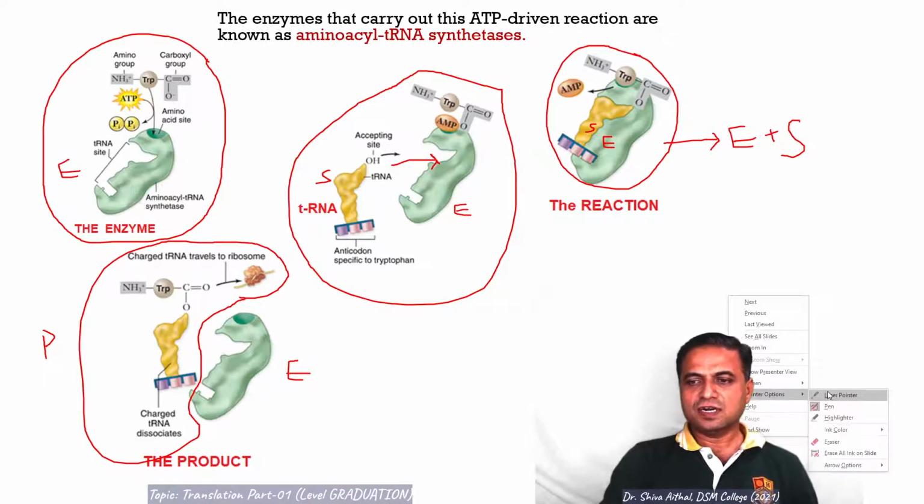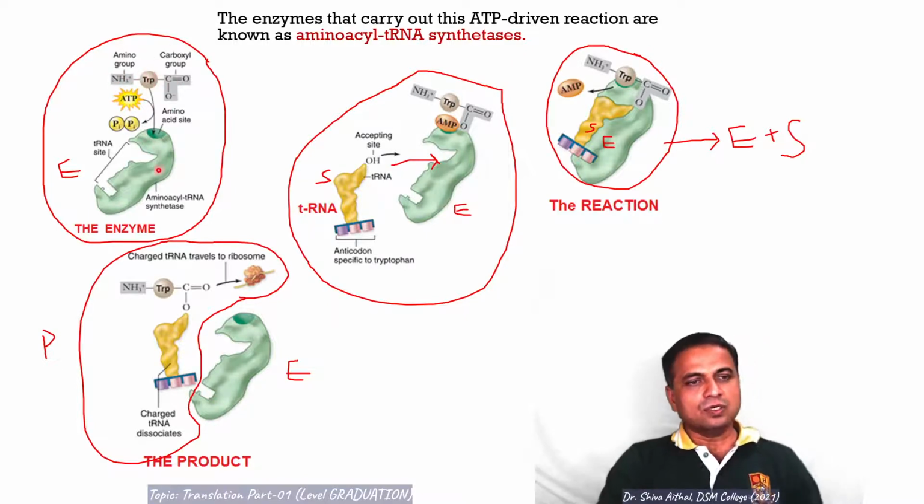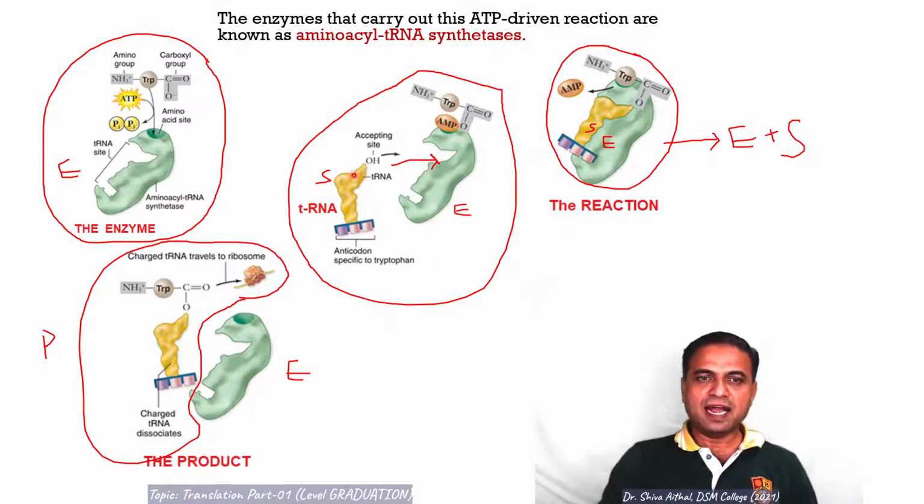So if you just see here now, the enzyme contains a site for addition of tRNA. It contains a site for addition of amino acid. In this example, tryptophan is given, which contains an amino group and a carboxylic group. So addition of this amino acid to the amino acid tRNA synthetase is an ATP driven reaction. Okay, it binds. Now you have an enzyme which is containing an amino acid. It is ready to act with its substrate, the tRNA, anticodon specific to that tryptophan.